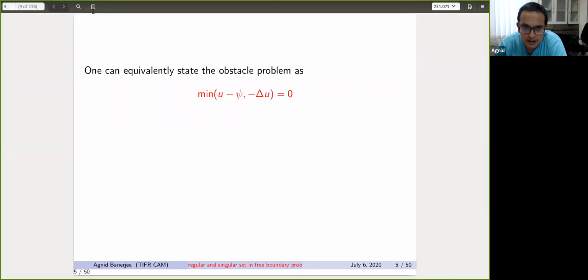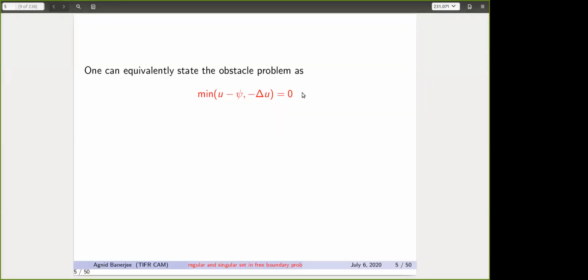This information can be written in a condensed manner: minimum of u minus psi, where psi is the obstacle, comma, minus Laplacian u, has to be 0. Now, this obstacle problem is an example of a so-called variational inequality, but nevertheless, for the Laplacian, the solution also has a non-variational characterization. It is in some sense the least superharmonic function. When I say superharmonic, it means that the trace of the Hessian, which is the Laplacian, is less than or equal to 0. So the solution of the obstacle problem can be characterized as the least superharmonic function which stays above the obstacle.